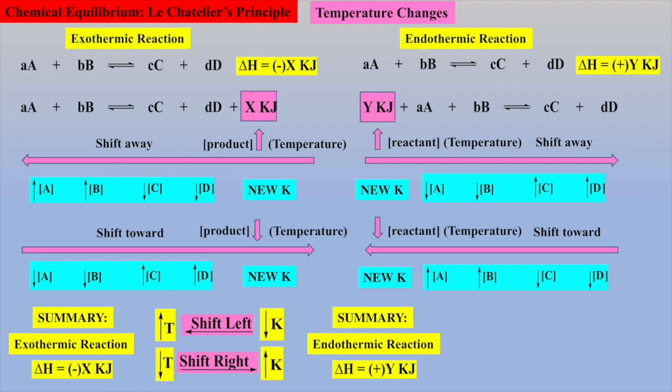Thus, for an endothermic reaction, if temperature is increased, there will be a shift to the right, and a new larger equilibrium constant will be obtained. If temperature is decreased, there will be a shift to the left, and a new, smaller equilibrium constant will be obtained.